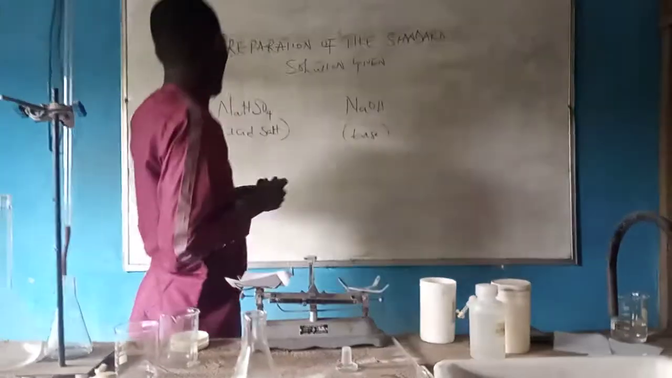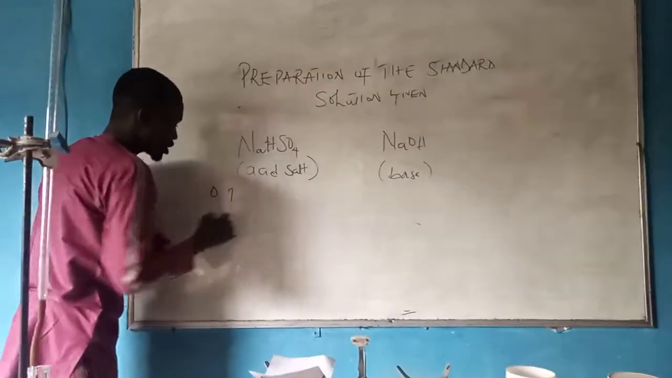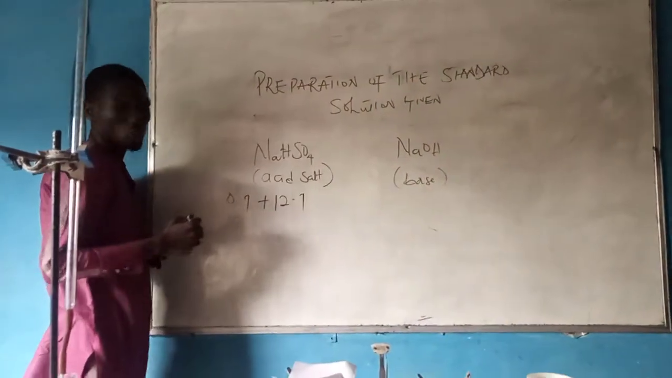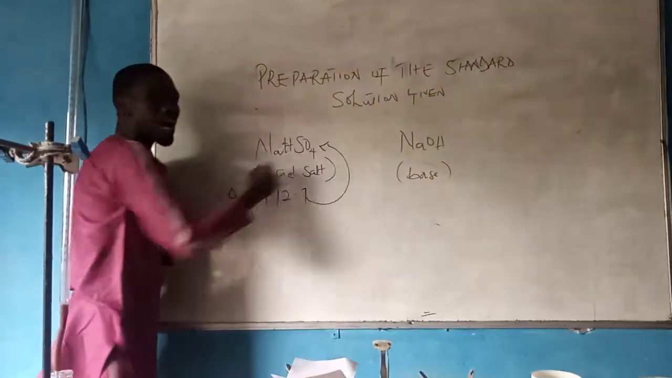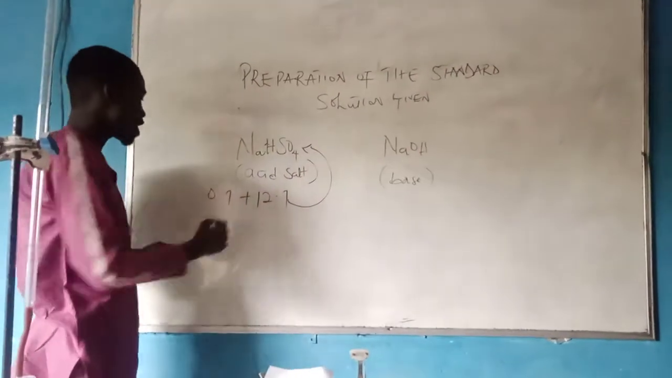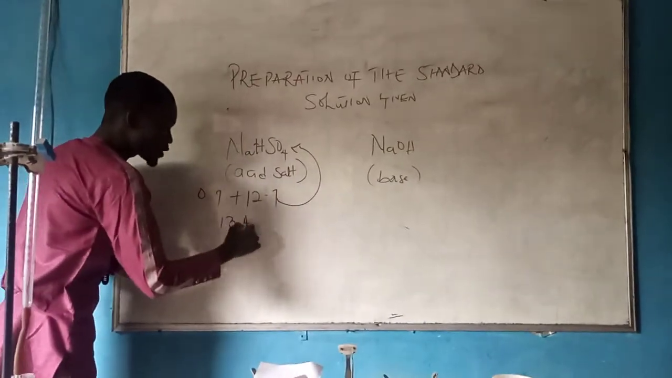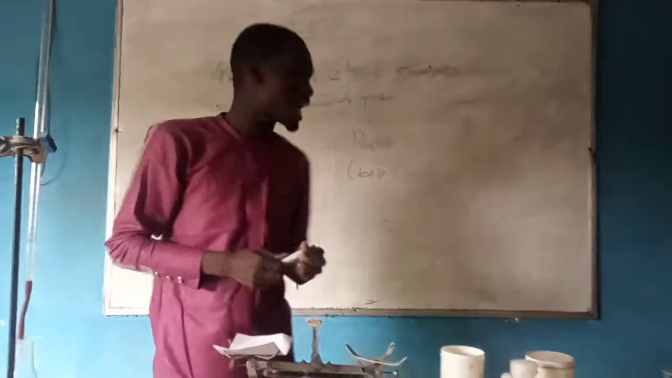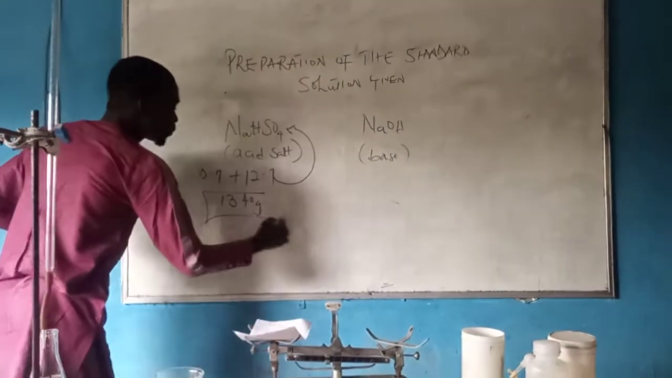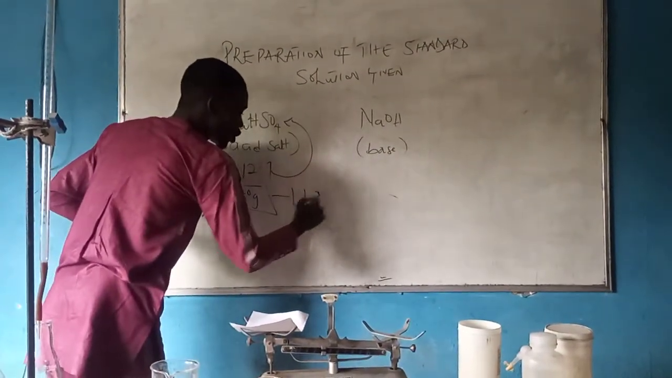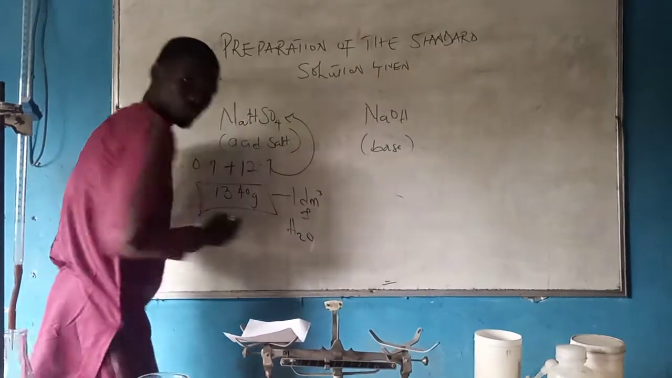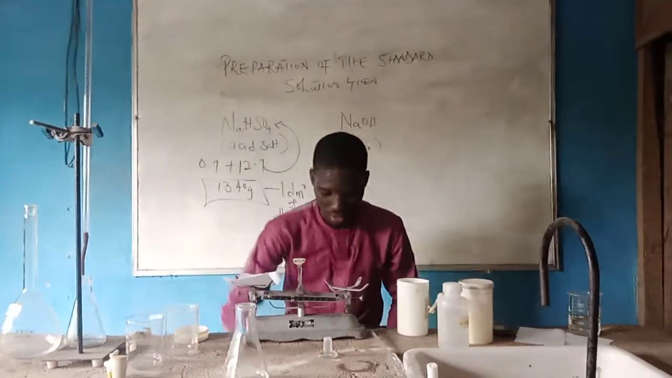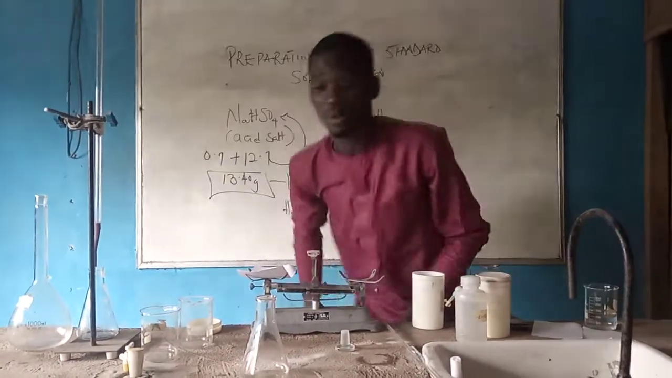the value for filter paper given for this is what? 0.7 plus 12.7 here, which is for the value of what? The sodium hydrogen sulfate given there. So we can decide to have what now? We're going to have 13.40 gram of sodium hydrogen sulfate. So it means that we are going to dissolve this particular value in 1 dm cube of water. We are going to dissolve this in what? 1 dm cube of what, class? Water. 1 dm cube of water.